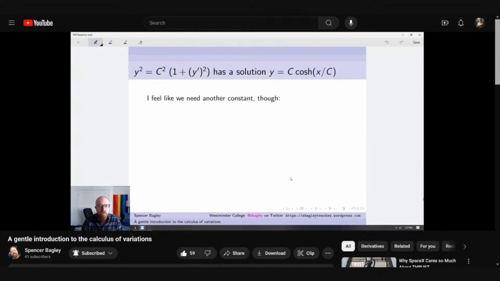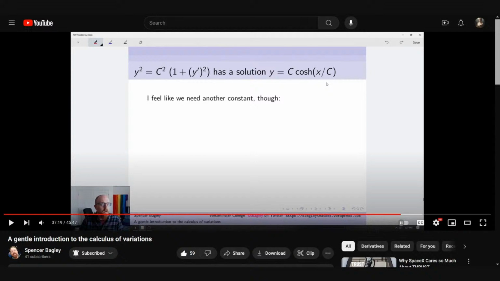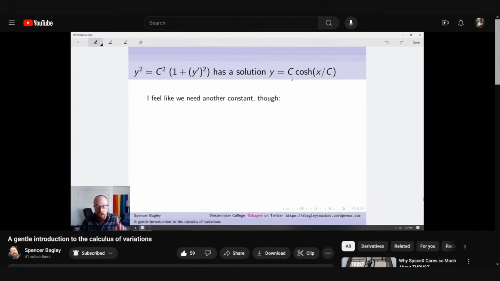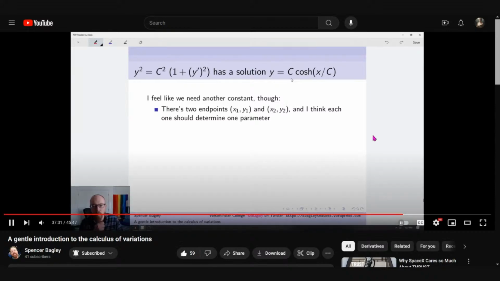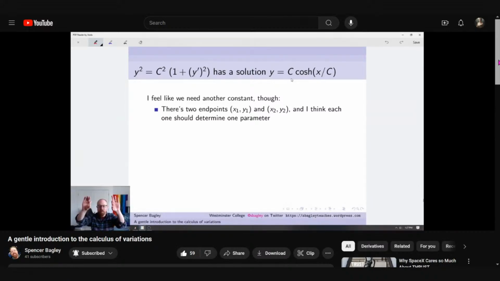Okay, this is cool. So I think that we have a solution, y equals c times the cosh of x over c. What does that look like? I don't think this is the general solution. I feel like we need another constant. I have a constant, but there were several parameters, right? There were several free choices that we had when we were setting up the problem. Specifically, the 2 endpoints. I could move any one of the endpoints around however I wanted. And so I feel like my general heuristic is that each free choice that I have ought to correspond in some way or help determine one parameter.